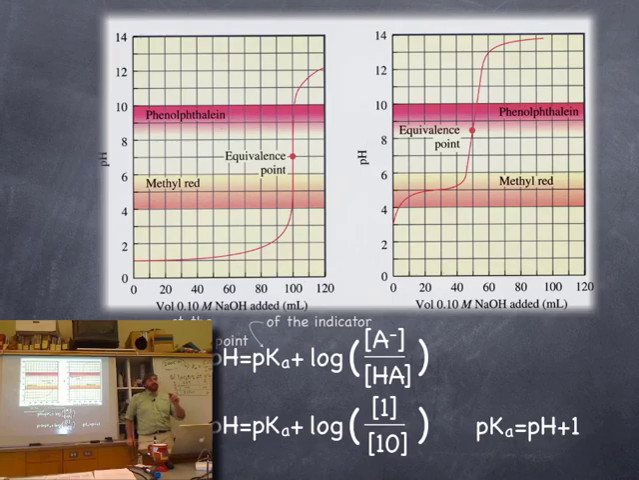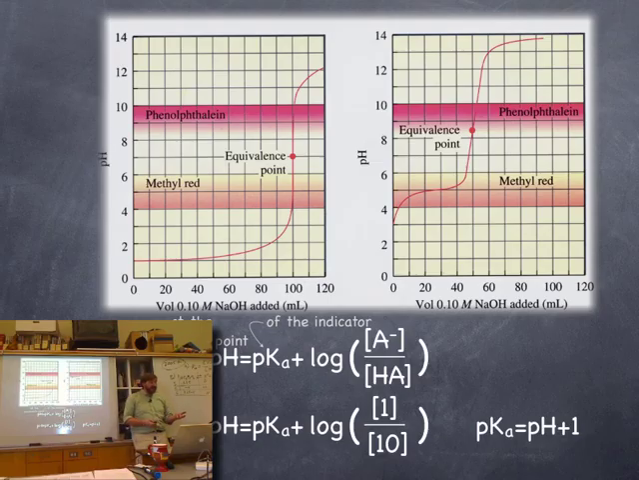So we now have the ability to go through and determine how much ethanoic acid. We can take a sample and determine its concentration by using a known standard. And we can do that kind of titration problem and calculate what the pH will be at the equivalence point.